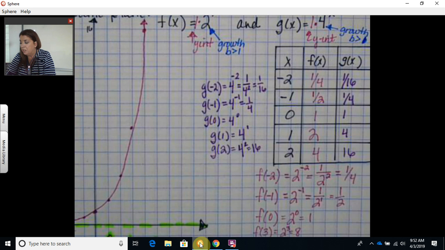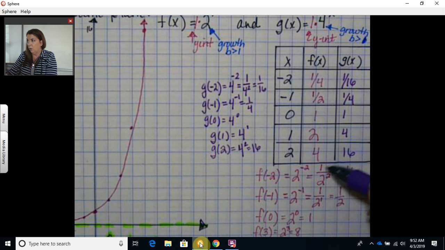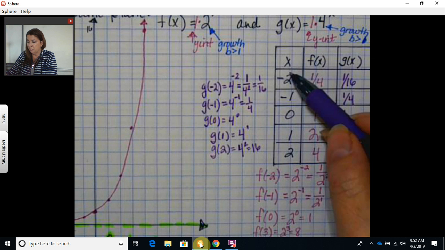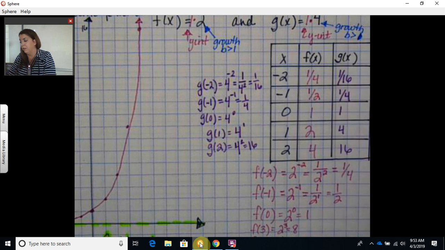So notice when we had function f, what were the y values doing to get to the next? When x was increasing by 1, what were the y values doing? Doubling, right? So multiply by 2 to get to the next consecutive y value. For function g, when x increases by 1, what are the y values doing? They're quadrupling, right? Do you think that has anything to do with the base? Yeah. And it's not going to be so obvious if your y-intercept is some number other than 1, that won't be so obvious by looking at the table of values. But if your y-intercept is 1, then it's easy to see what it's doing.